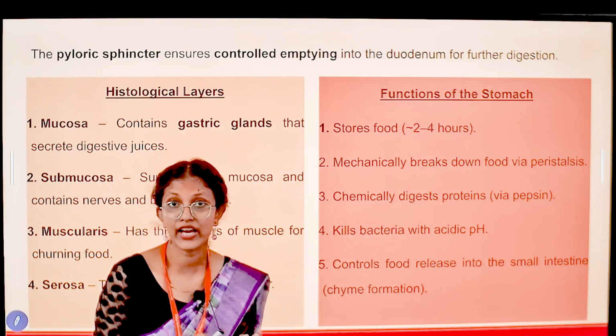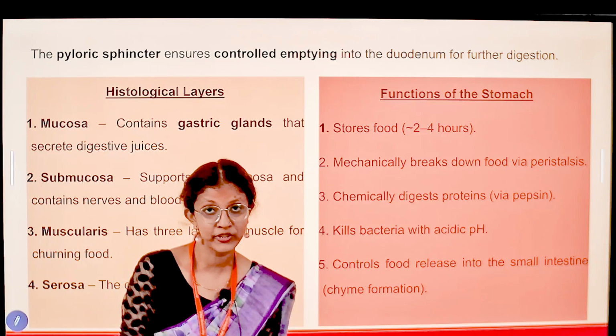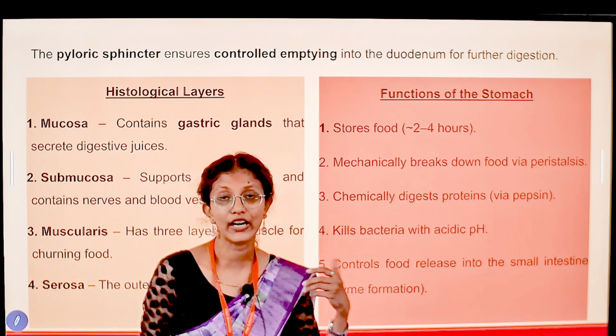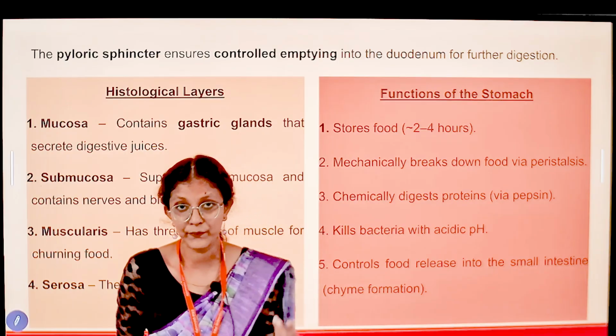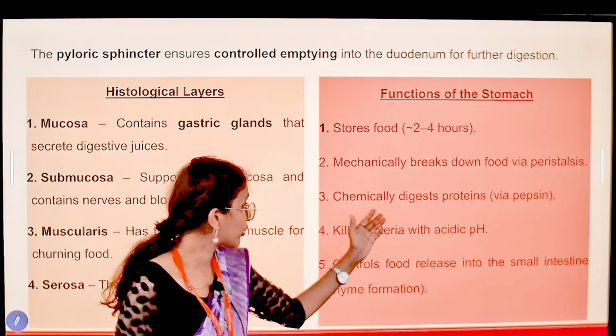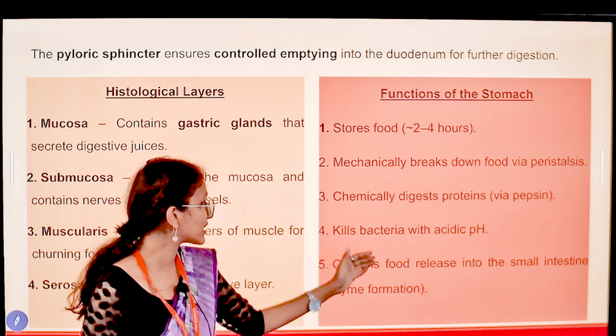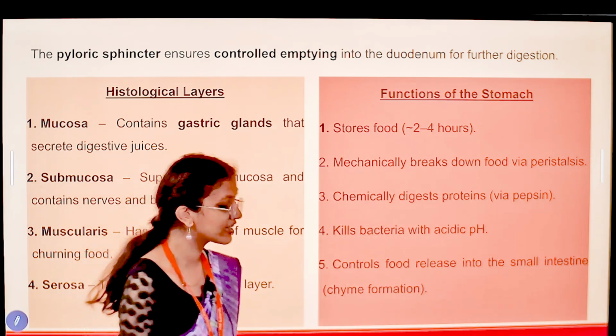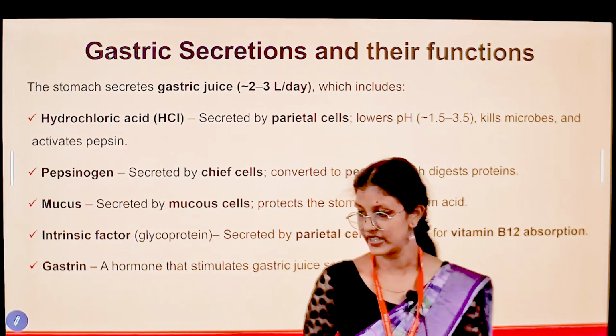There is one enzyme, that is protease, or pepsinogen you can say. With the help of HCl, the pepsinogen will be converted, or activated, into pepsin, and the pepsin helps in breaking down the proteins. It is also killing the bacteria, and the acidic pH is maintained, which controls the release of food into the small intestine.